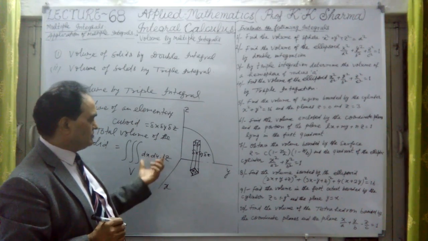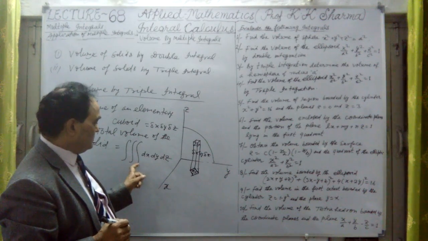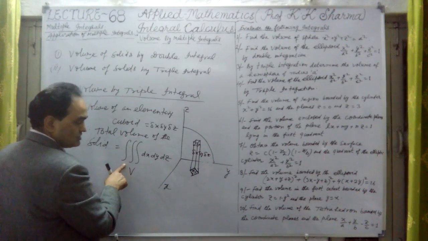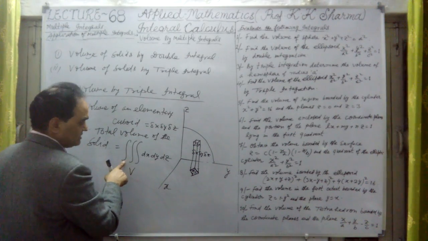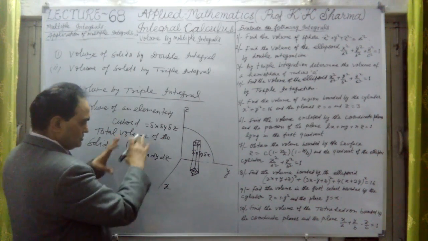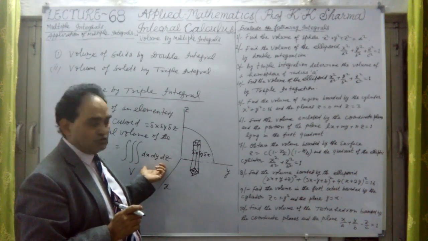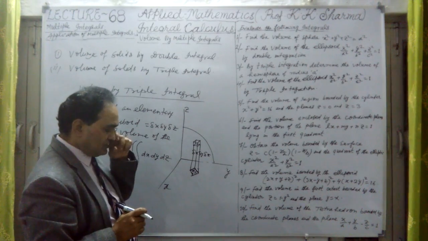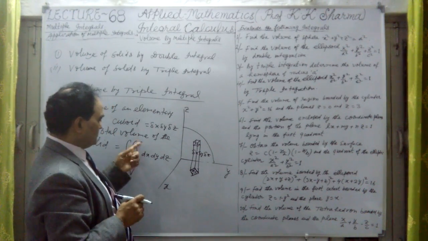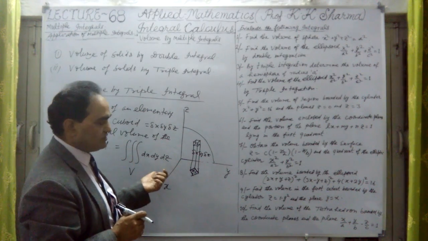The complete solid will be covered by taking the triple integral sign with respect to x, with respect to y, with respect to z. So limits are given in variable x, variable y, variable z. Then the whole solid will be covered. This is how the volume of a three-dimensional figure, a solid, is found with the help of the triple integral sign, with the limits of integration.